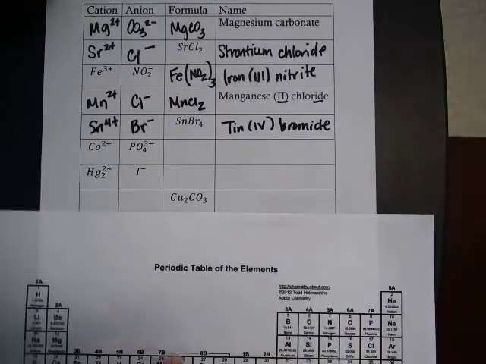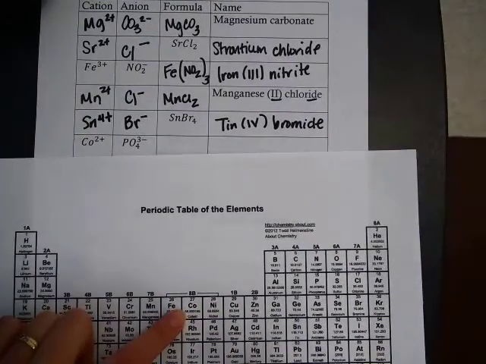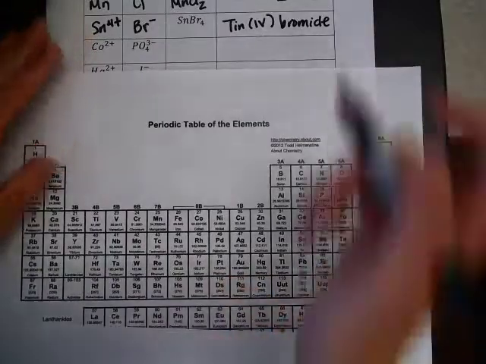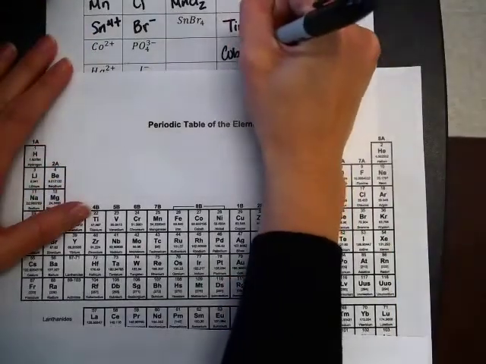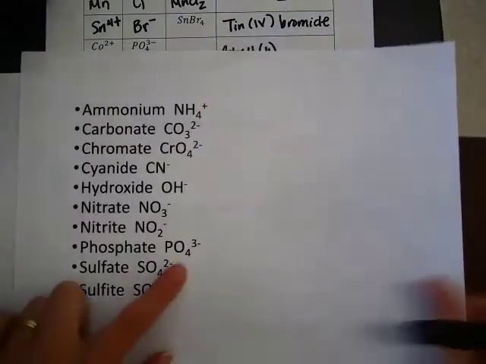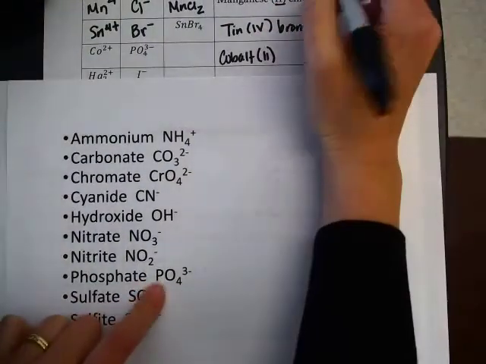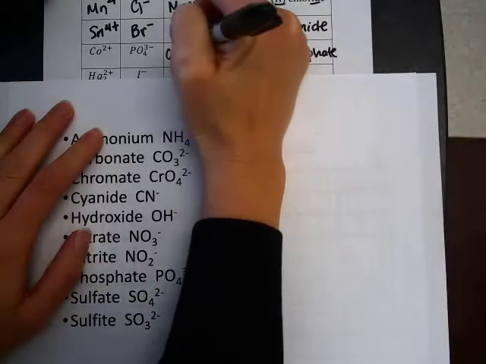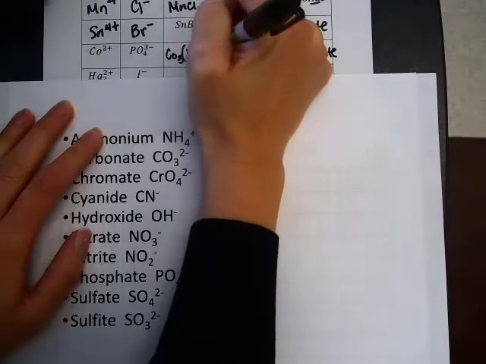Okay, I've got cobalt 2+ and phosphate 3-. That's a polyatomic ion. So cobalt, include the Roman numeral charge, and then phosphate. So cobalt 2 phosphate. And then when I make the formula to make it neutral, I would need 3 of the cobalts and 2 of the phosphates.